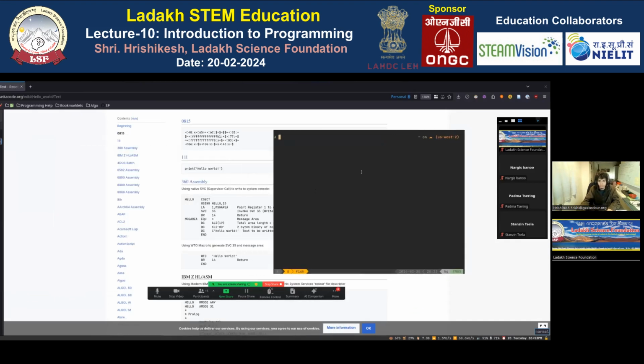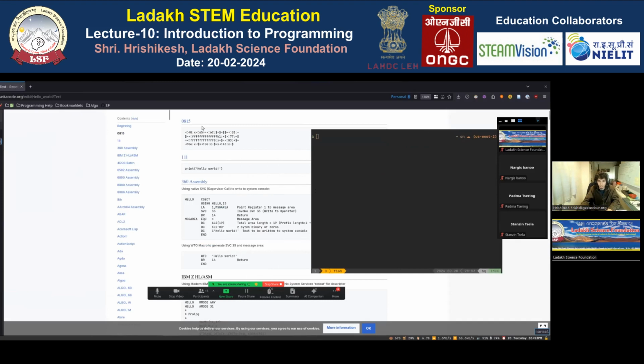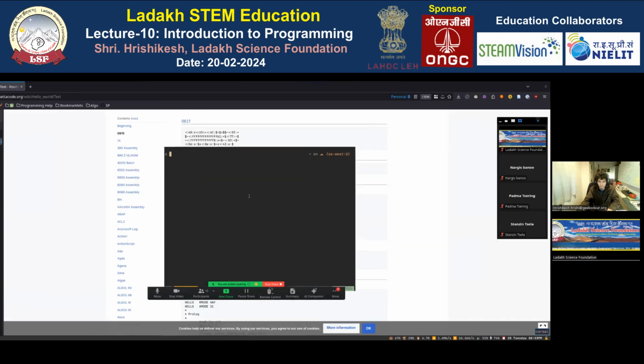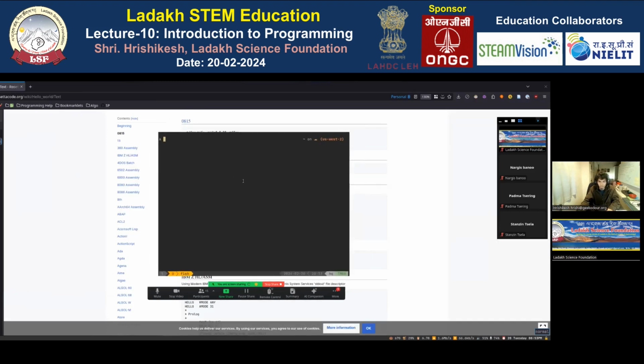So this right here is my browser, and this thing that you see, the black box in the middle, is something that we call the terminal. If you code, you will become familiar with it slowly. Don't worry about it if you are seeing it for the first time.